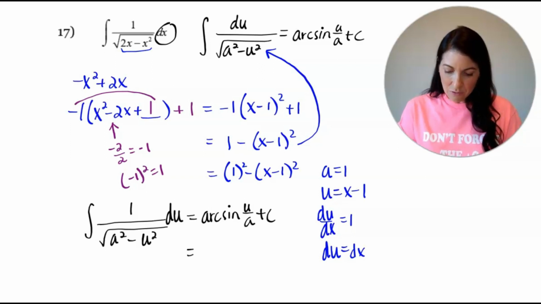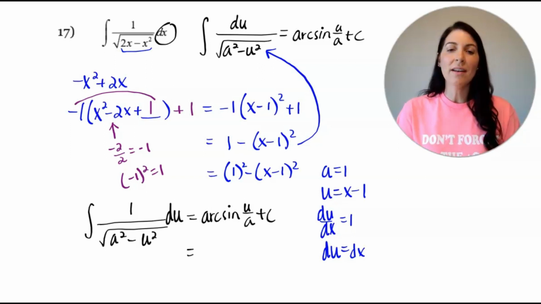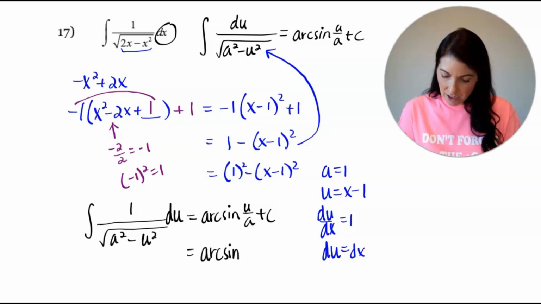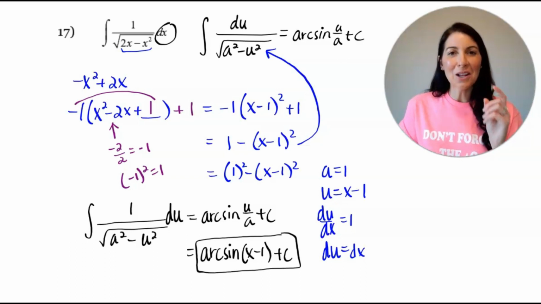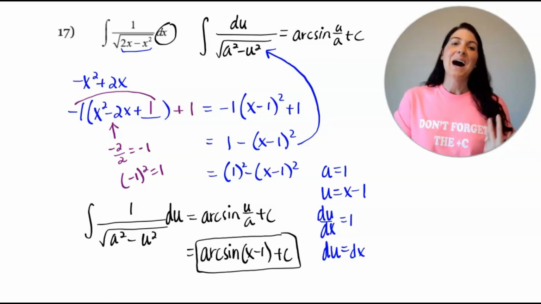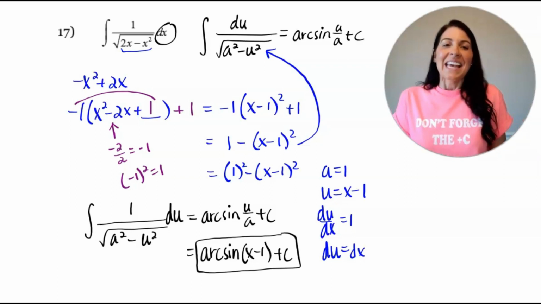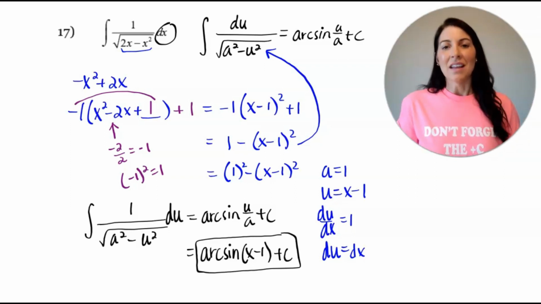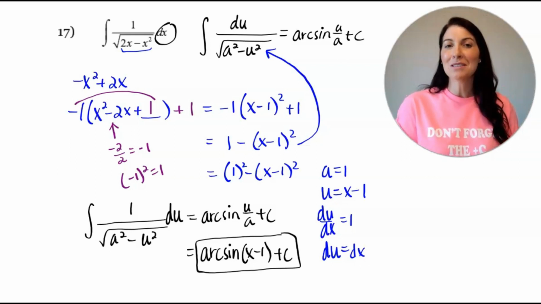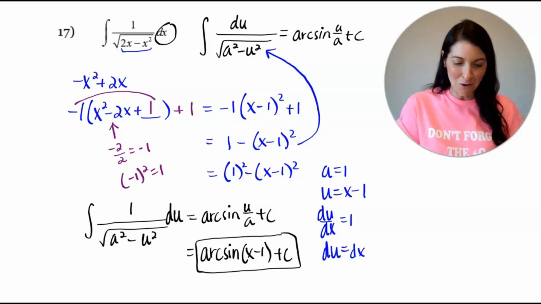And now all I have to do is replace my u with x minus 1 and the a with 1 for a final answer of arc-sine of x minus 1 over 1, which is just x minus 1, and then plus c. This is a good one. It had a little bit of a trickier completing the square component to it. And I always think any integral that produces an inverse trig function is just a little bit more challenging, and that's why this was considered a level 2 question.